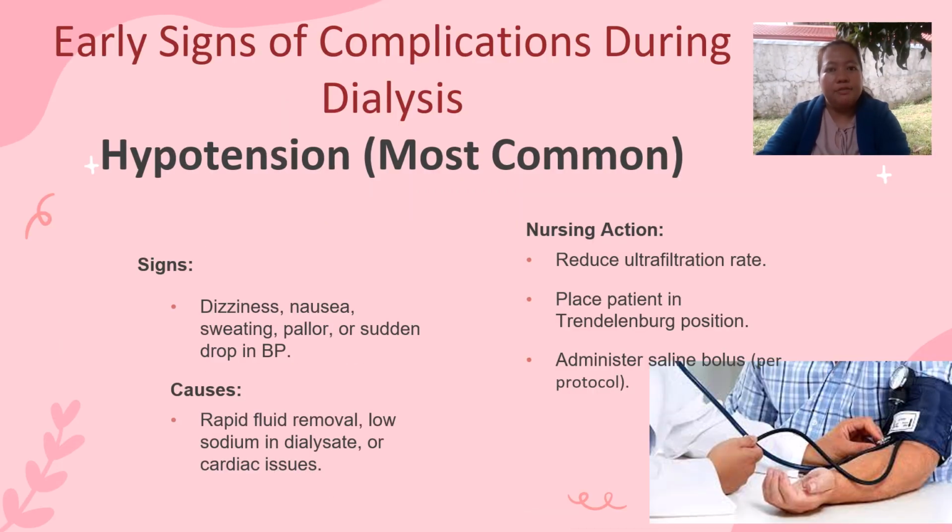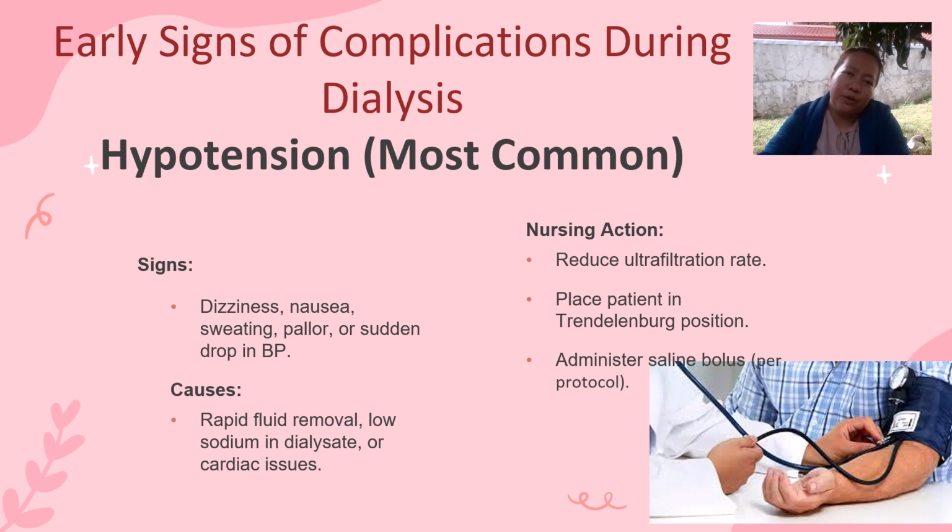As for the early signs of complications during dialysis, there are a few that you need to be familiar with. Number one on the list is hypotension, which is the most common. The signs are dizziness, nausea, sweating, pallor, or a sudden drop in blood pressure. The causes are rapid fluid removal, low sodium in dialysis, or cardiac issues. As a nurse, you then reduce the ultrafiltration rate, place the patient in Trendelenburg position, and administer a saline bolus per protocol.